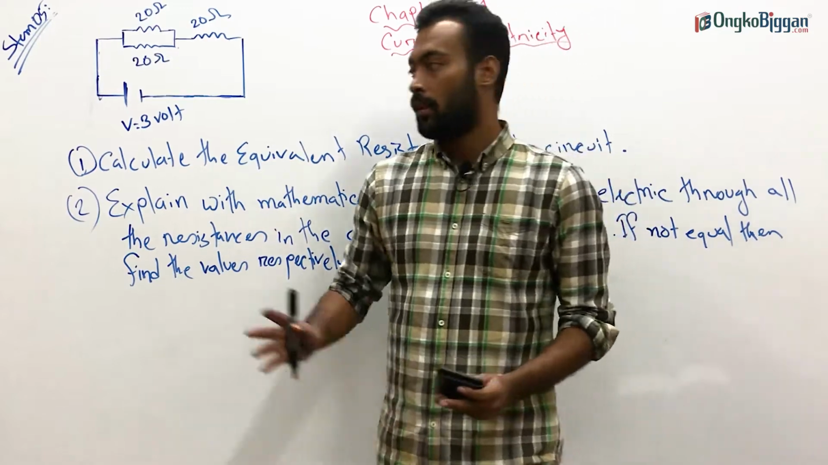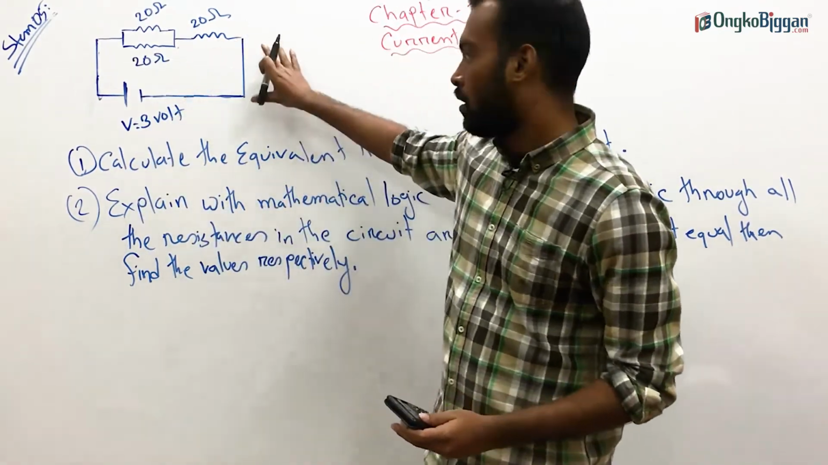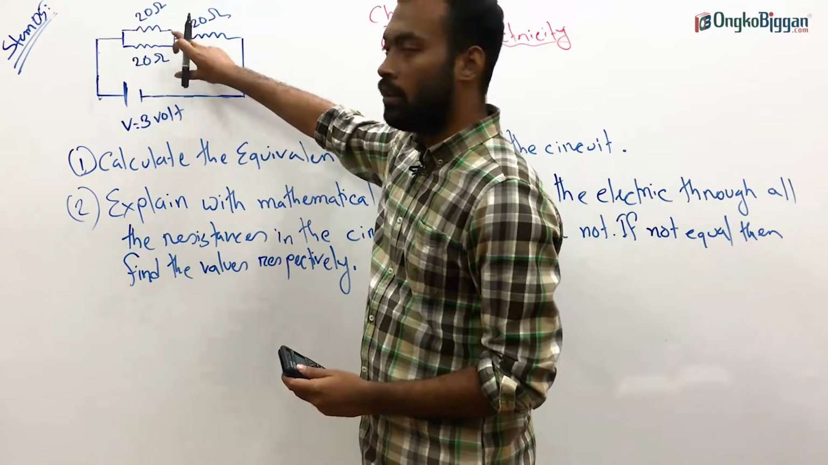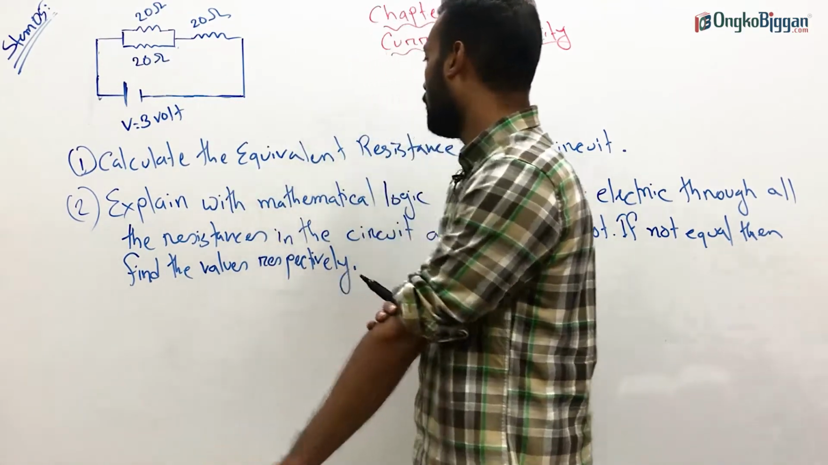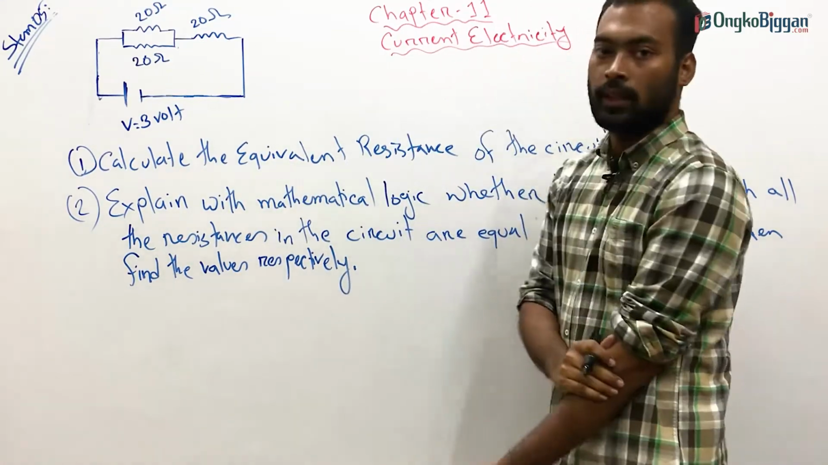So now we're going to see step number 5. Here is a circuit given. In this circuit, these two are in parallel connection and this is a series connection. They are asking us to find out the equivalent resistance of the circuit.